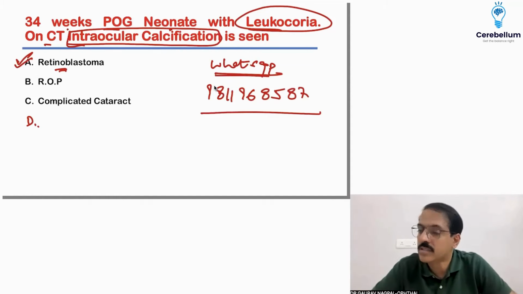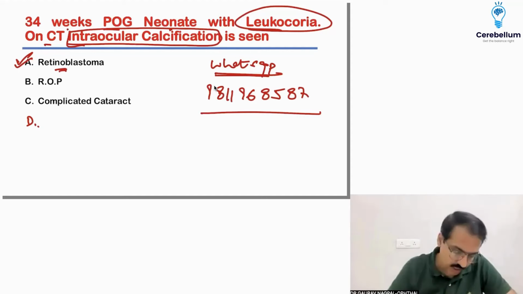Pterygium increases the risk of astigmatism. Yes, that's the correct choice. Pterygium causes astigmatism. This is very clear. This is very, very absolutely clear. Pterygium does not cause pain. It causes astigmatism. Acha, the fourth choice.